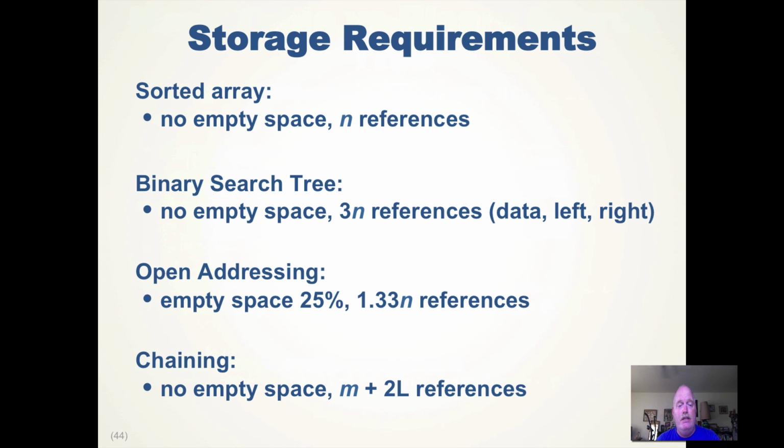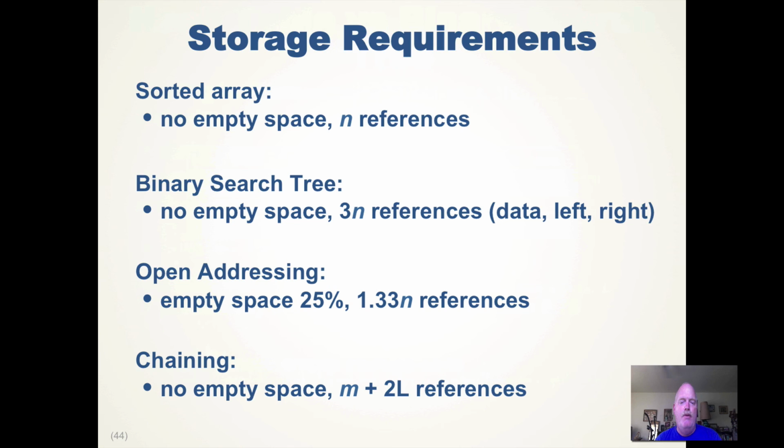Open addressing, let's say we've got an empty space at 25%. Since each item in the table is like a sorted array, you have a reference to the item, but since we have 25% empty, we basically have 1.33, 1 1/3 references, because we have a third empty space. So we have 1.33 times n references in the open addressing example.